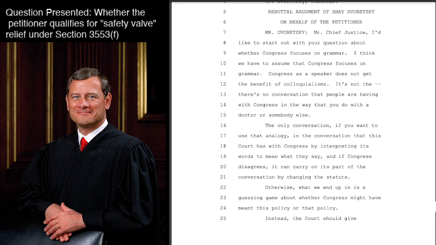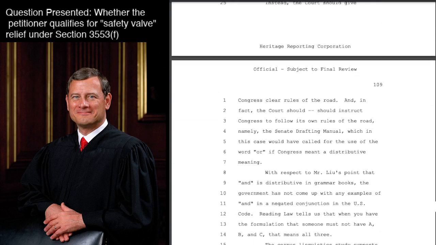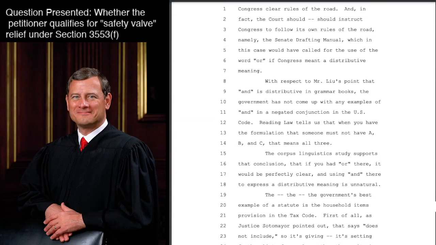Otherwise, what we end up in is a guessing game about whether Congress might have meant this policy or that policy. Instead, the court should give Congress clear rules of the road. And in fact, the court should instruct Congress to follow its own rules of the road, namely the Senate drafting manual, which in this case would have called for the use of the word "or" if Congress meant a distributive meaning.